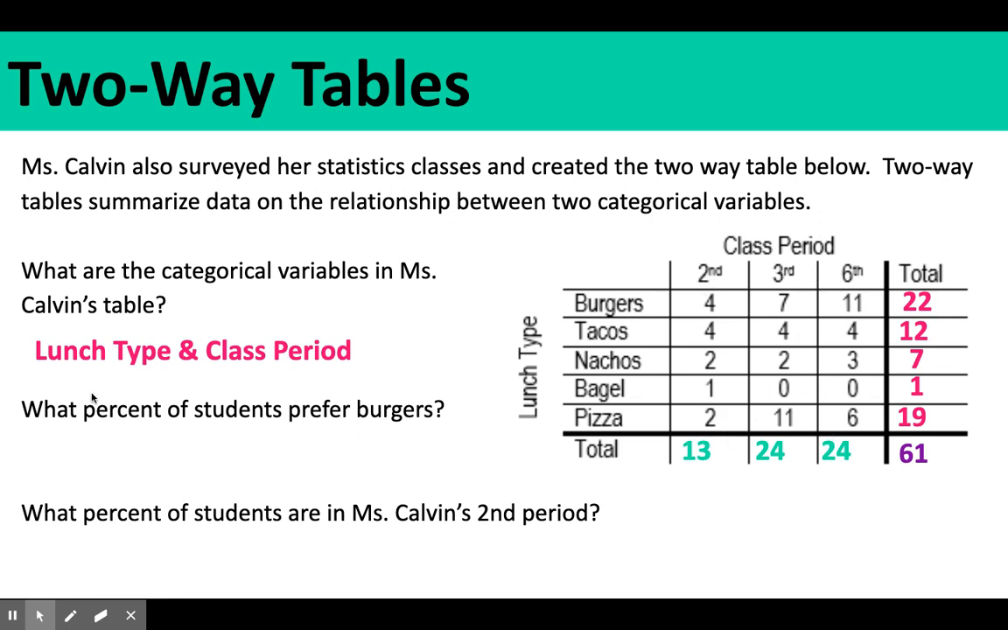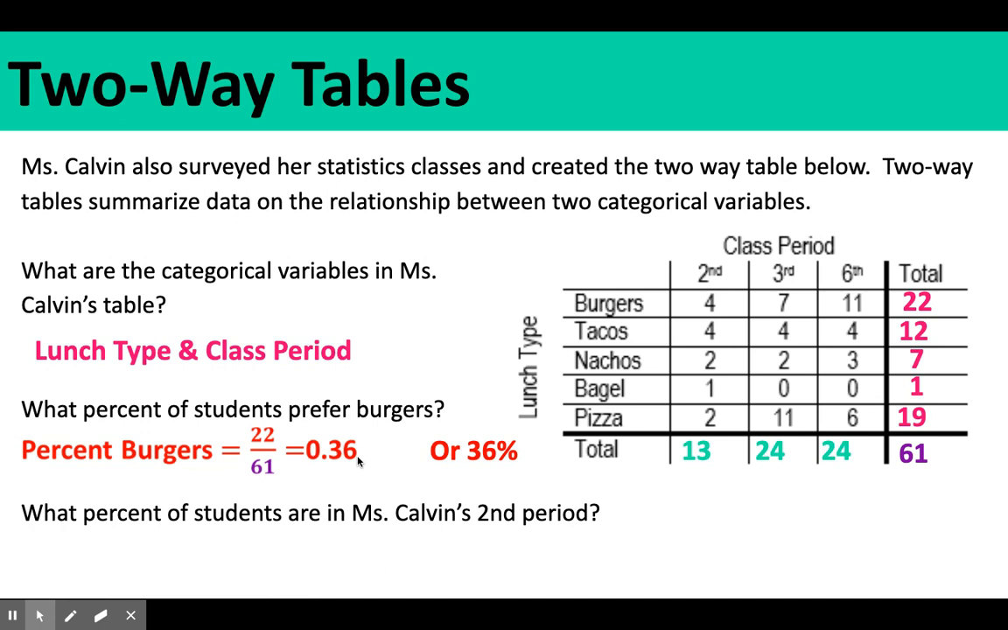Now I can start answering questions about percentages, such as: what percent of students prefer burgers? That means out of all 61 students, we want to know what percent of them prefer burgers. I can see from my table that I have 22 total people who said they preferred burgers out of 61. So I'm going to do 22 divided by 61 in my calculator, and that gives me a decimal of 0.36. To turn that into a percent, we just multiply by 100, or you can move the decimal place to the right 2 times, and that gives us 36%.